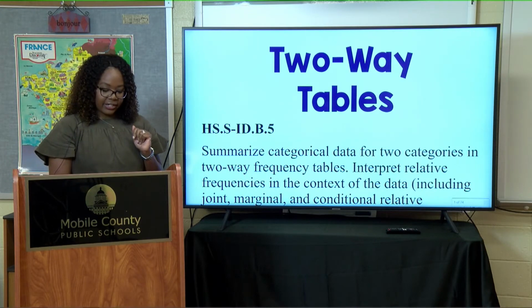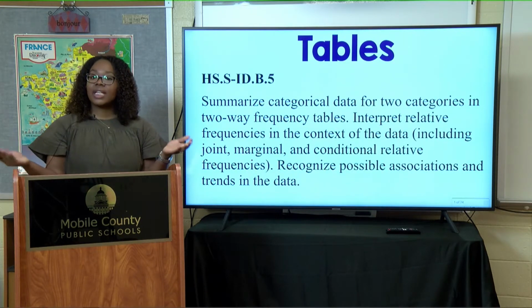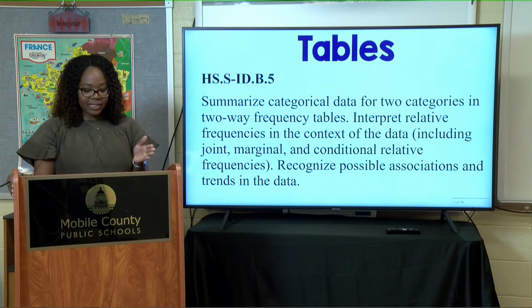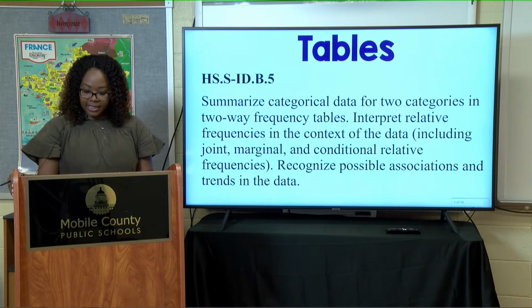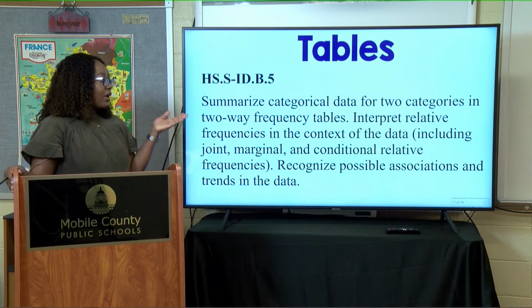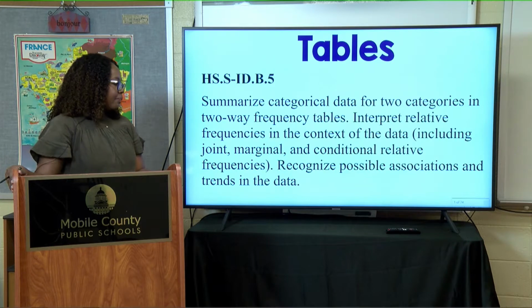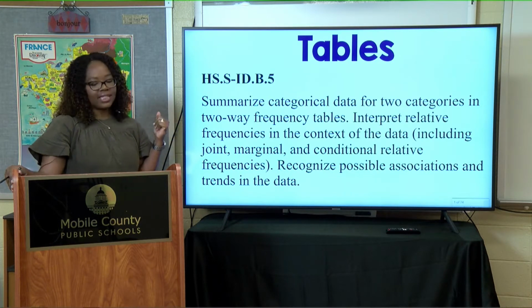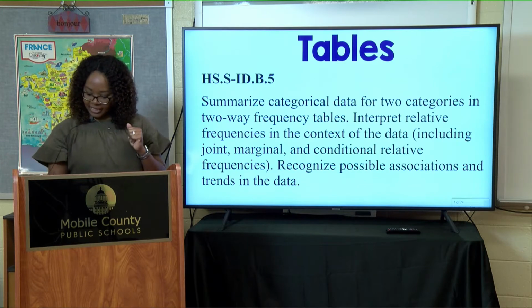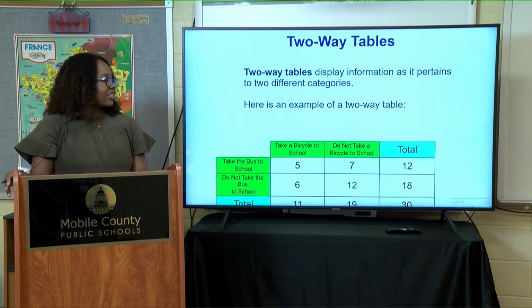Within our standard for the two-way tables, we can identify our goals. It states, to summarize categorical data for two categories in two-way frequency tables. We're also going to interpret relative frequencies in the context of the data, and then we're going to recognize possible associations and trends in our data. Okay, so let's get started.